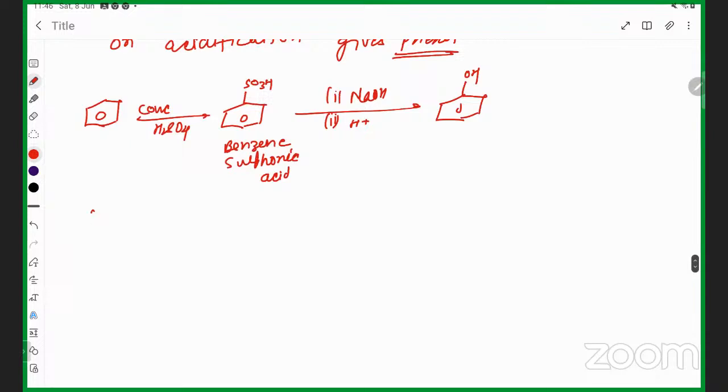The last method is going to form from diazonium chloride.